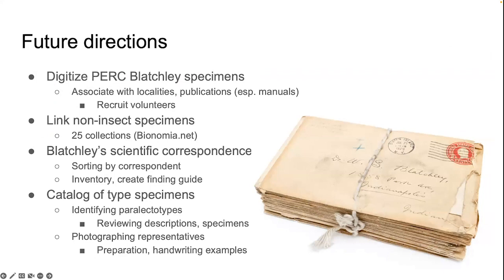And future directions: because I need to look at specimens and gather data from individual specimens, I'm hoping to sync this up with our digitization efforts, and then more broadly apply these localities at which Blatchley was collecting to Blatchley's non-insect specimens. If you look on Bionomia, there are at least 25 collections with Blatchley material, and a significant percentage is non-insect. And this would also go along with sorting.